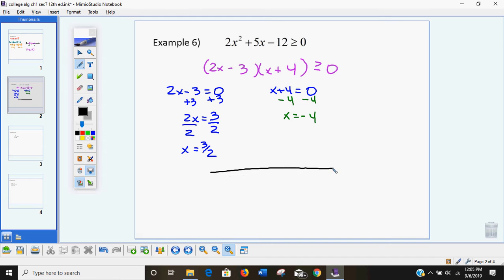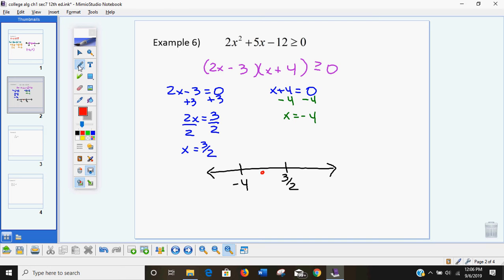So, your negative 4 is smaller. It goes on the left. Your positive 3 halves is greater. It goes on the right. Now I have to test points and see if I'm shading the middle or possibly the outsides. I want to plug them back in the original equation. Now remember, the easiest thing to try is 0. So since 0 happens to be between negative 4 and 3 halves, I'm going to check that. If it works, I'm going to shade the middle where the 0 is. If it doesn't work, I'm going to shade the outside.